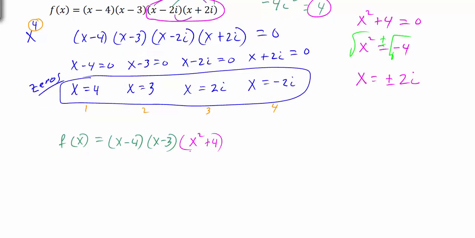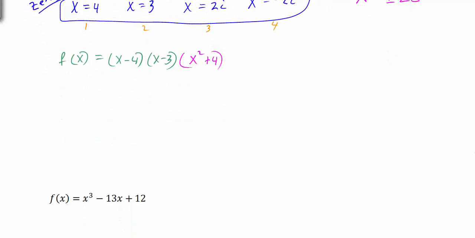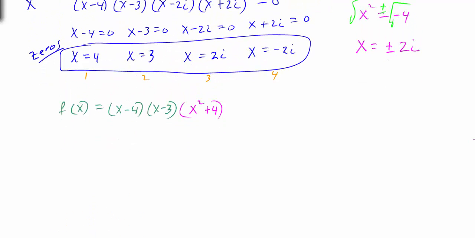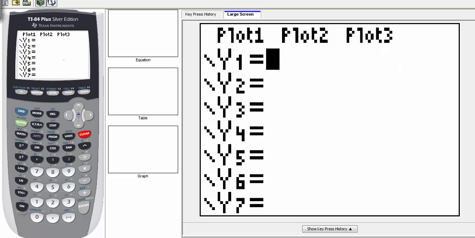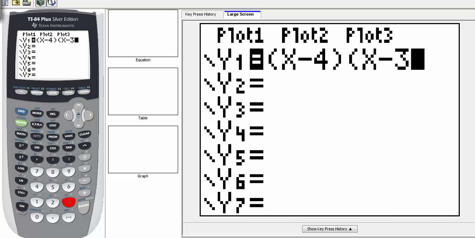Now back to the main part of this. I said, why did I multiply the x minus 2i and x plus 2i out to get x squared plus 4? So now we can go to the calculator and put this in, x minus 4, x minus 3. So let me go to y equals here and clear out. We would have x minus 4 and x minus 3.